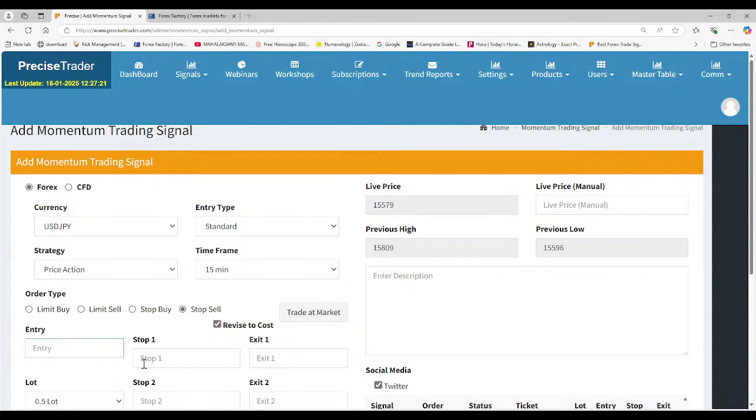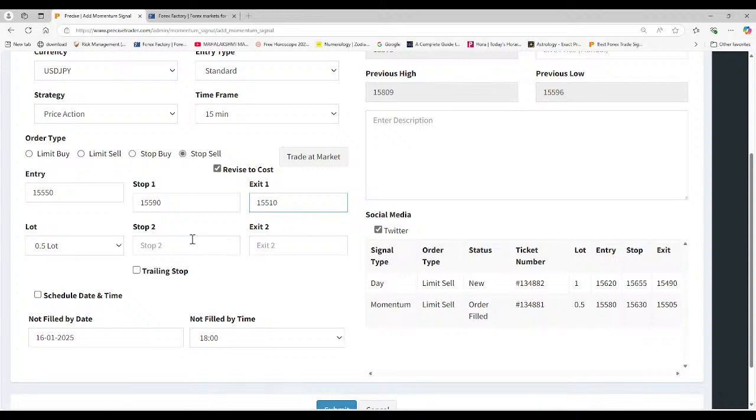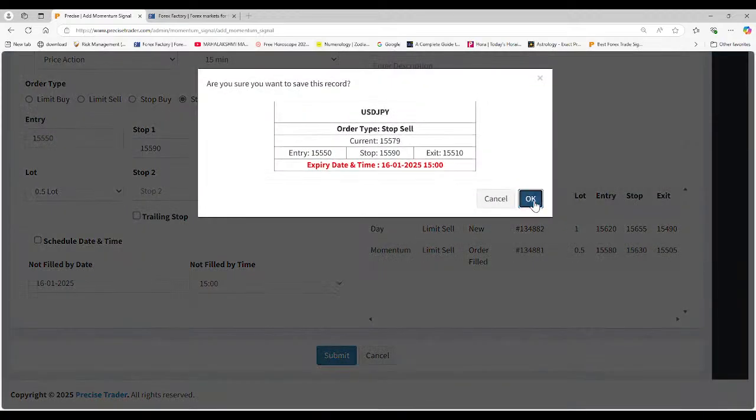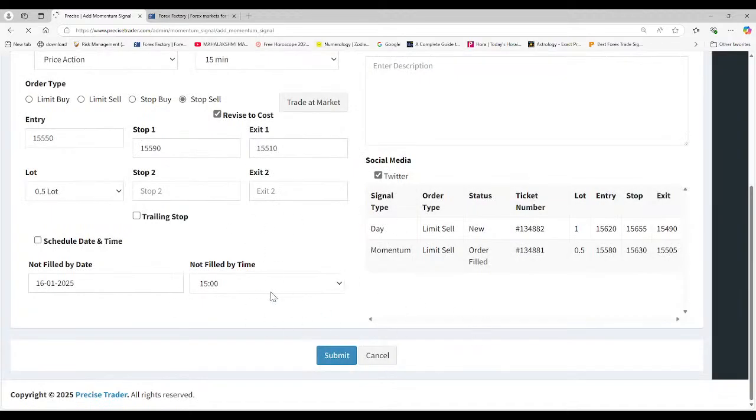Stop sell 155.50, 155.90, 155.10. So there are 40 pips available, provided that low breaks. Okay, so this one I think we will give until 3 p.m. That means another 2.5 hours. Okay, so we want to be in the trade.